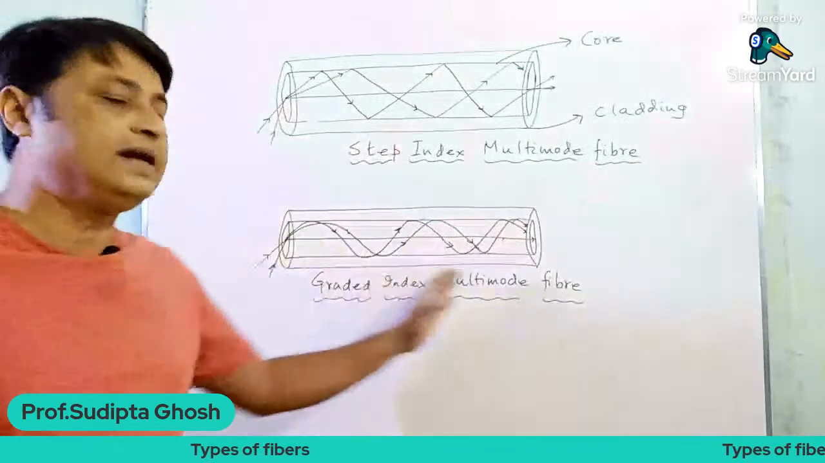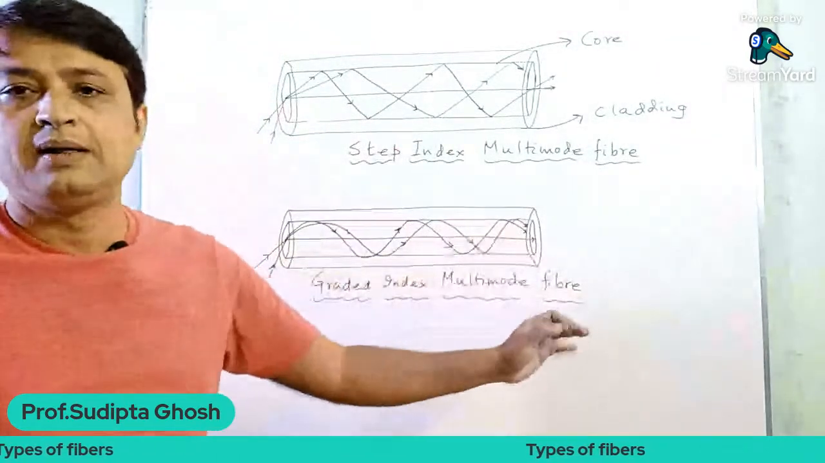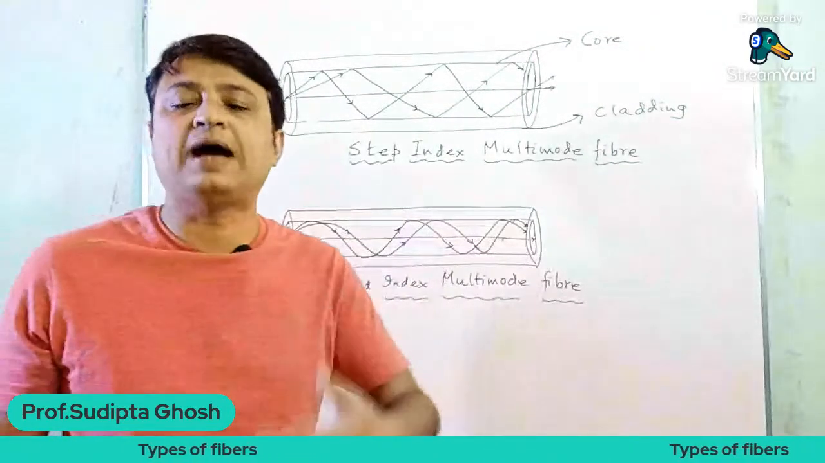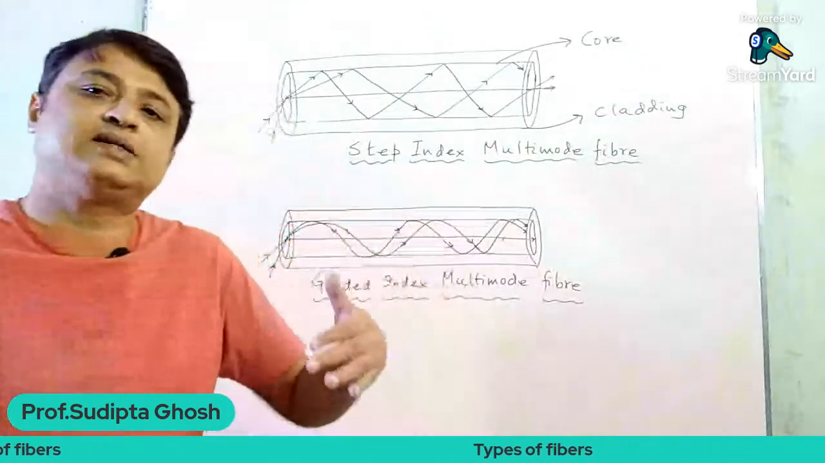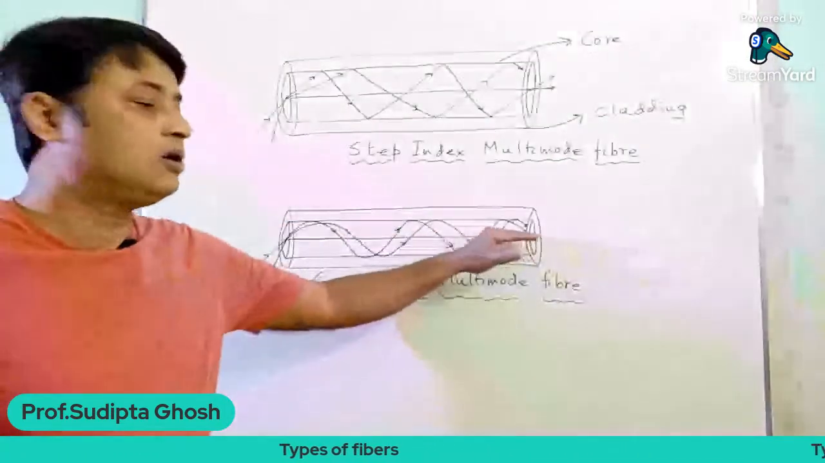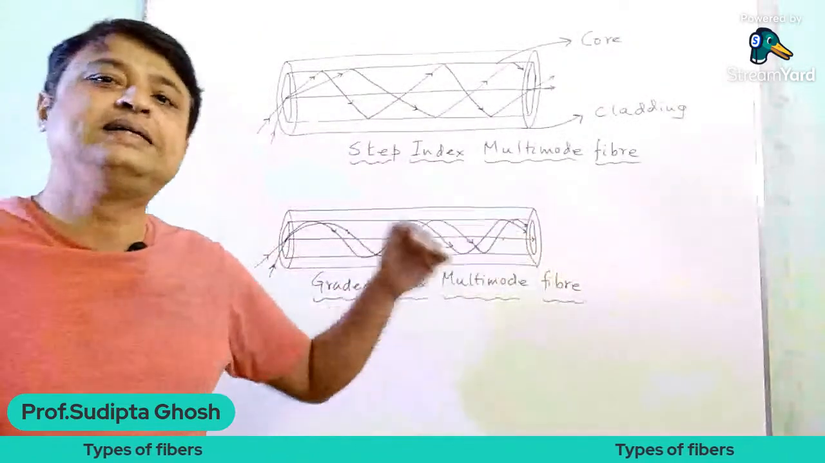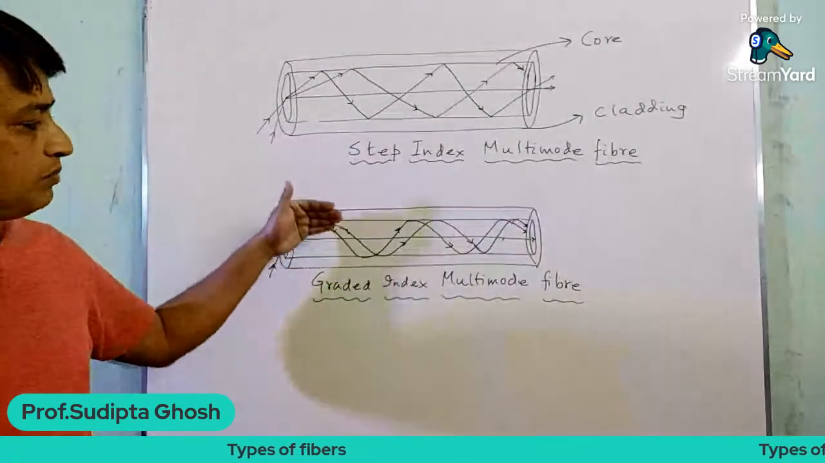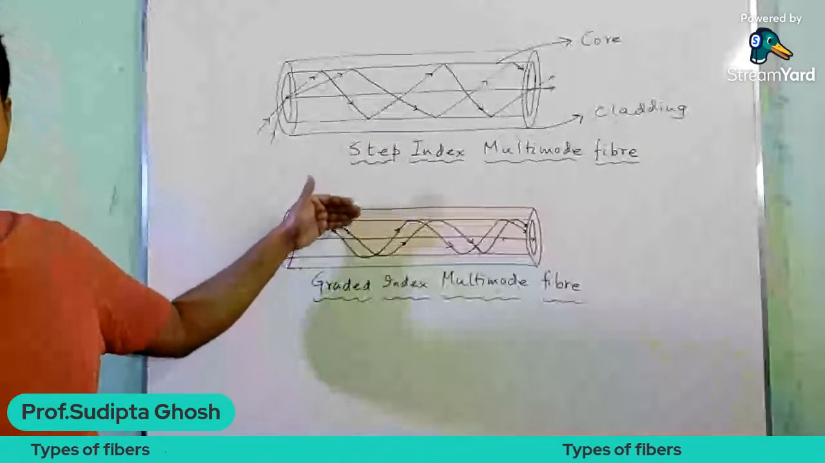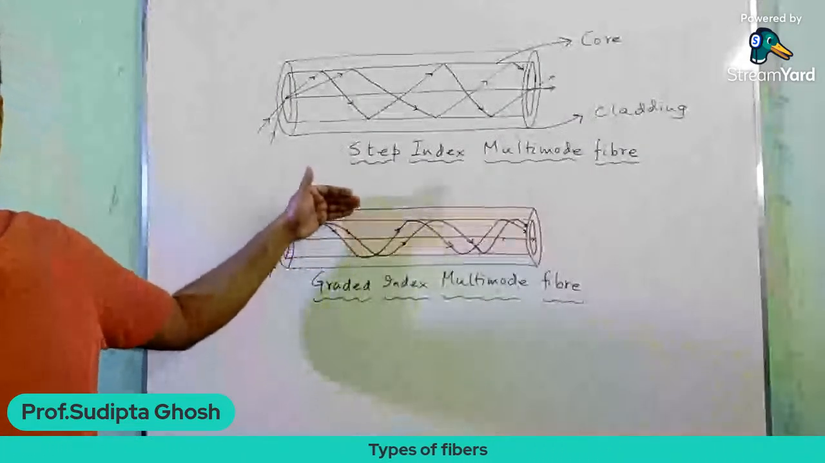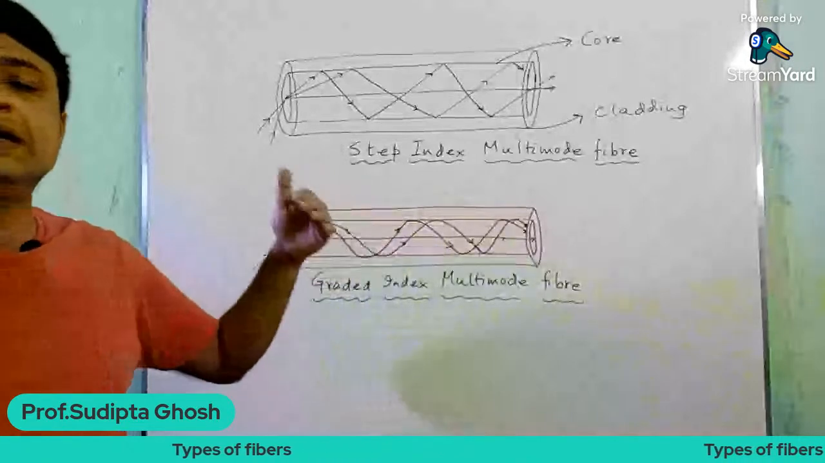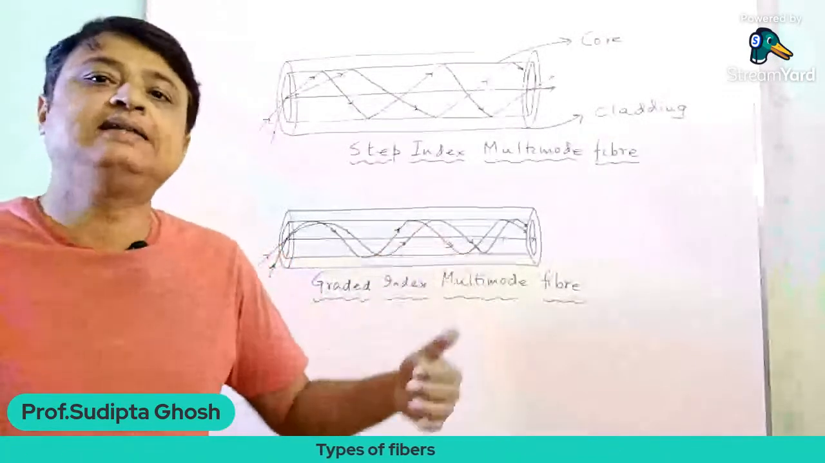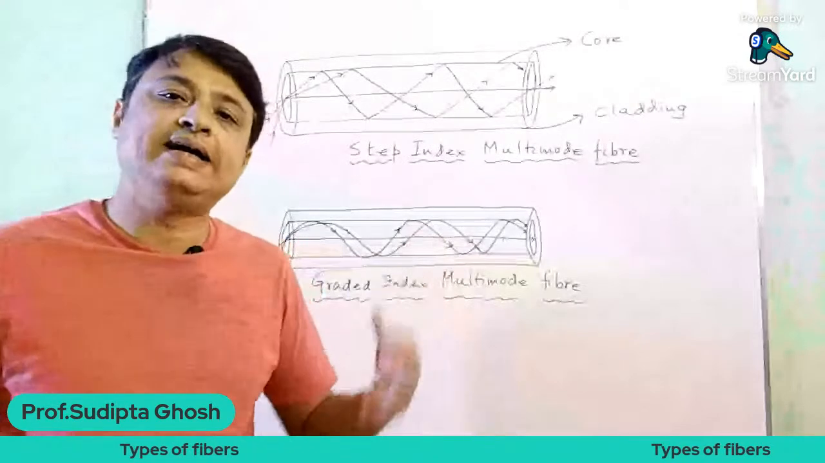And for a graded index fiber, the refractive index of the core varies. How does it vary? The maximum refractive index will be along the axis of the core, and then it decreases gradually as we move from the axis to the core cladding interface. So as we move towards the core cladding interface, the refractive index of the core varies gradually. Then the fiber is known as a graded index fiber.